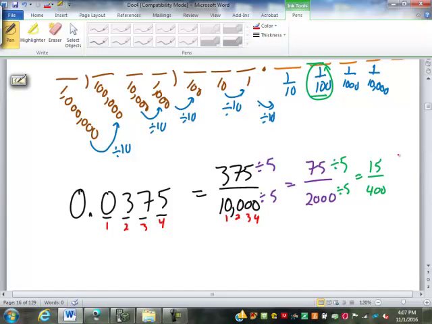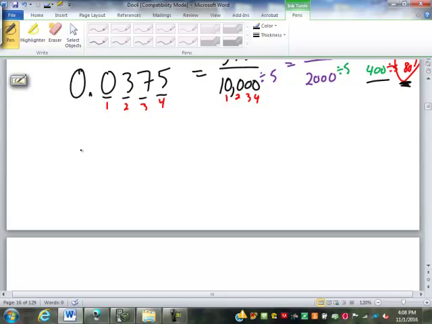Say no. Still divide by 5. Not 15. You could have divided by 25 or 125 to begin with. It would be 5 times 5 times 5. If you divided by 25 to begin with, you would have got 15 over 400. If you divided by 125 to begin with, it would have taken you to 3 over 80.